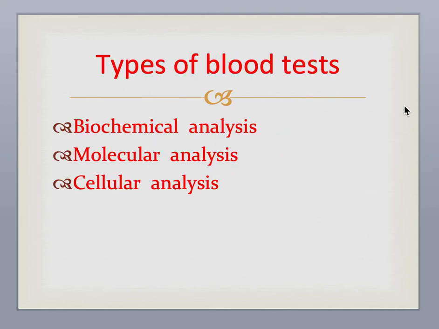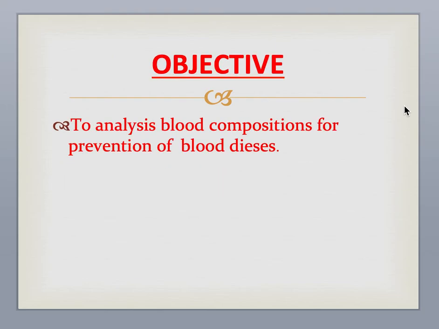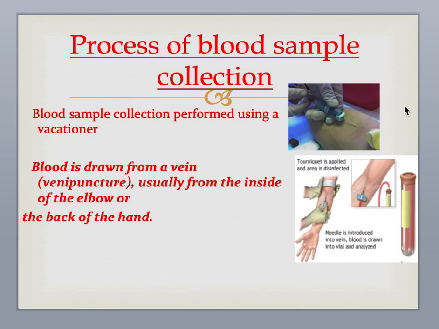Different types of blood tests include biochemical analysis, molecular analysis, and cellular analysis. The objective of a blood test is to analyze blood composition for prevention of blood-related diseases. For instance, these days we do blood testing in relation to COVID-19. We do that to analyze the blood and to see if there are any diseases in the patient that can be identified using a sample from the blood.